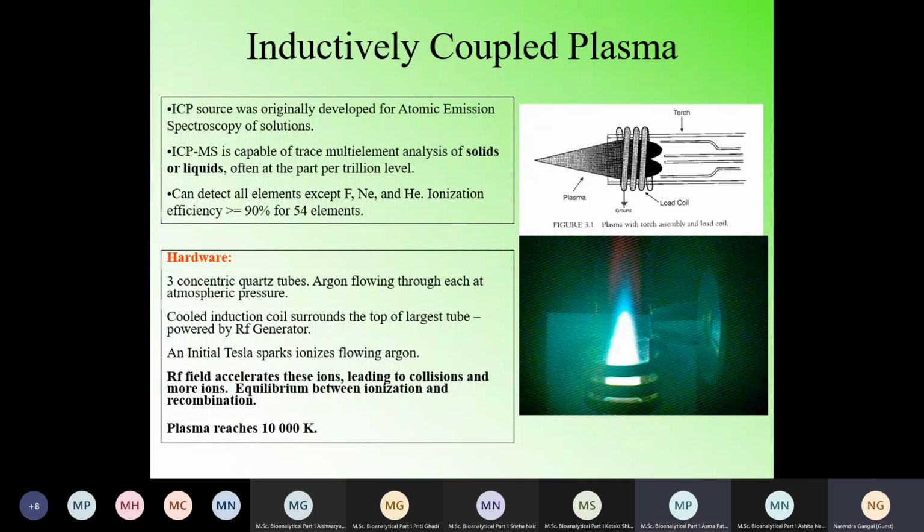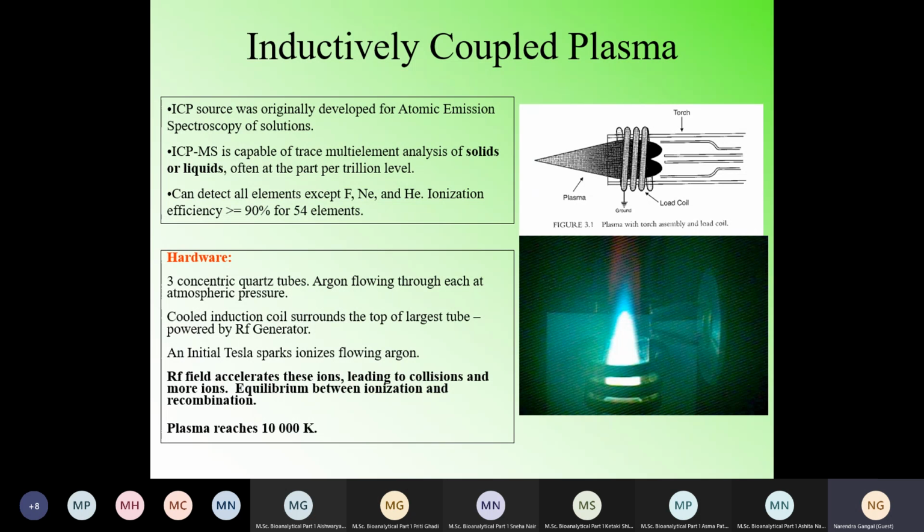Yes, sir. Okay. So ICP is a source which was originally developed for atomic emission spectroscopy. As I discussed, ICP OES was the first technique developed for emission only. Just like atomic absorption spectroscopy, in ICP you basically take the inorganic molecules or atoms to a higher state. When they come down to the ground state, they emit characteristic radiation. That is the emission spectra you see. So here ICP is used as a source for inorganic compounds.